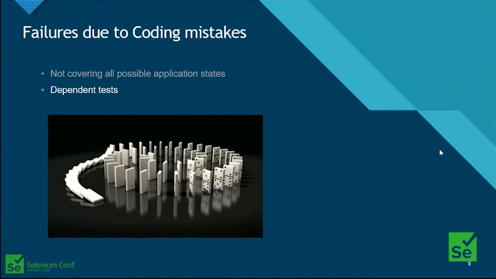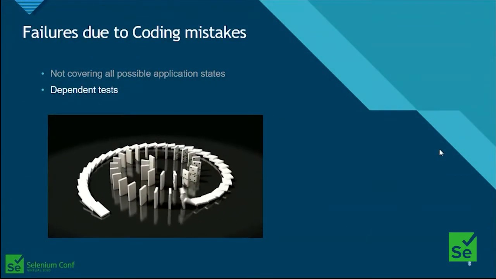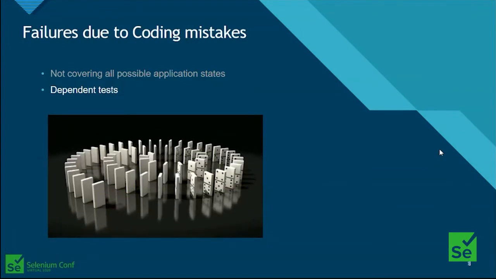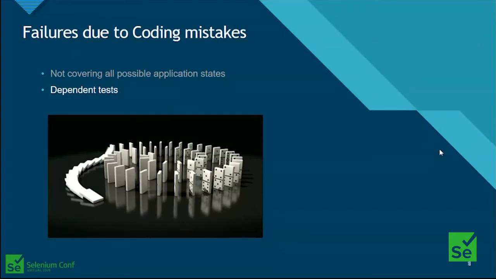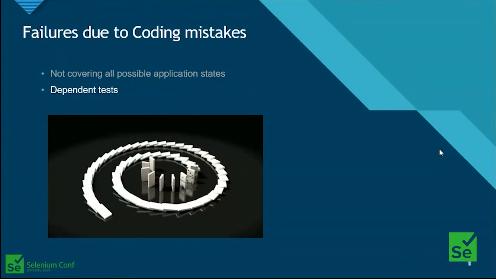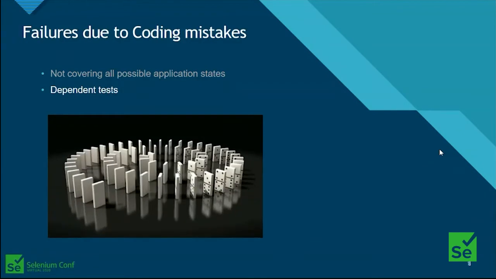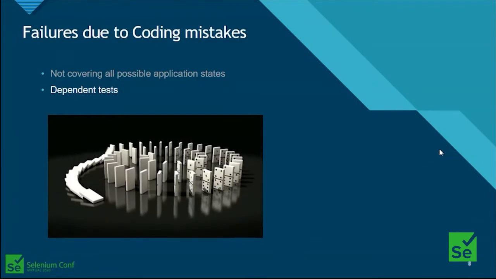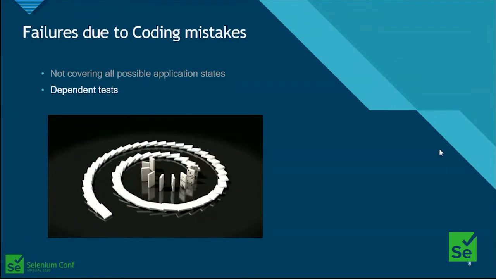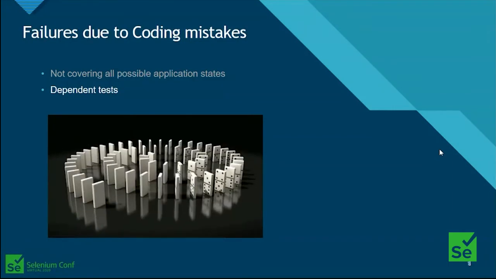The next common mistake due to which tests fail, or appear flaky, is writing dependent tests. It is just like playing with domino blocks that you have lined up, and one failure is bound to impact them all. So instead, try writing independent tests to make your script more robust and less prone to failures.